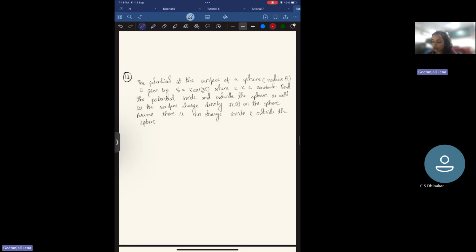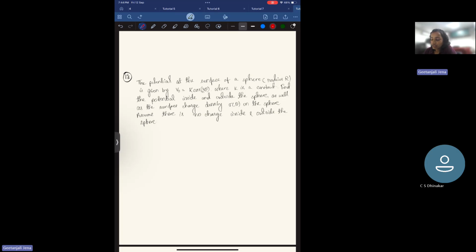Okay, so let us solve our next problem. It's similar to the Laplacian equation, but in the previous problem we have seen it based on the Cartesian coordinate. Here we'll solve it for a spherical coordinate.